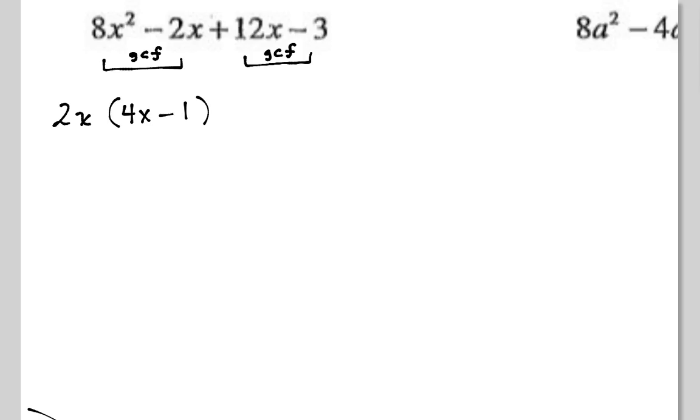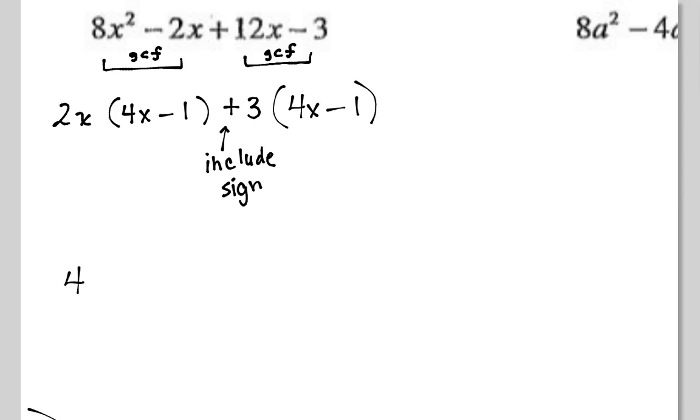And is it a positive or a negative 3 that you're factoring out? A lot of you just said 3. You want to take out a positive 3, right? So you need to include sign here. When you take out a positive 3, what's left over? They got the 4x minus 1 on both terms. That's a common factor that can be factored out. What's left over? 2x and 3.